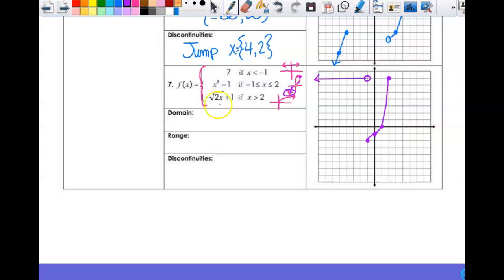Okay, so now on to the third part, x is greater than 2. So I'm going to substitute in 2. 2 times 2 is 4. I take the square root of that, that's 2. Make it negative and add 1. So that's going to be -2 plus 1, which is -1. So I'm going to go to 2, -1, and it is an open circle.